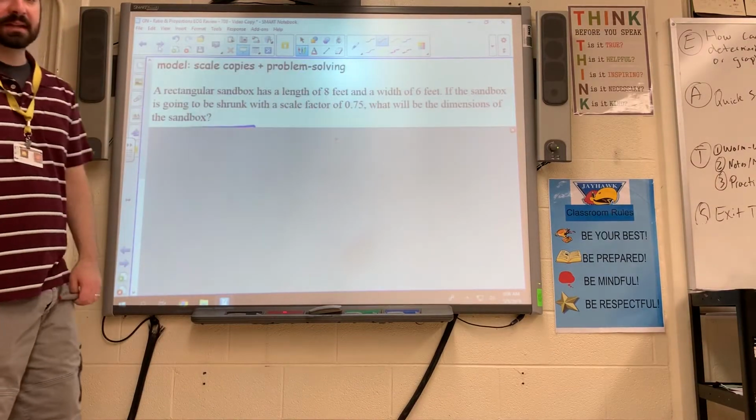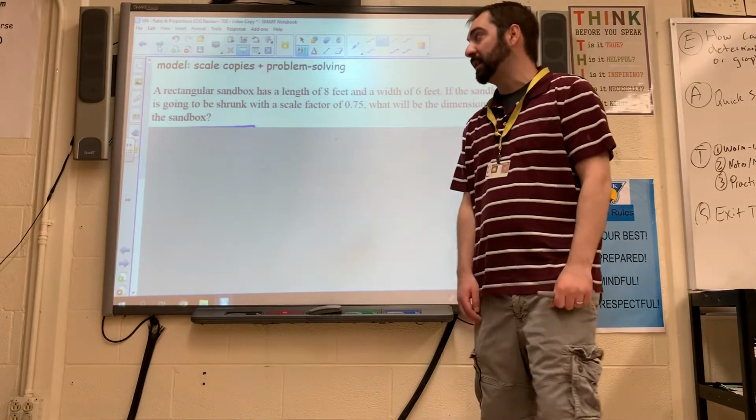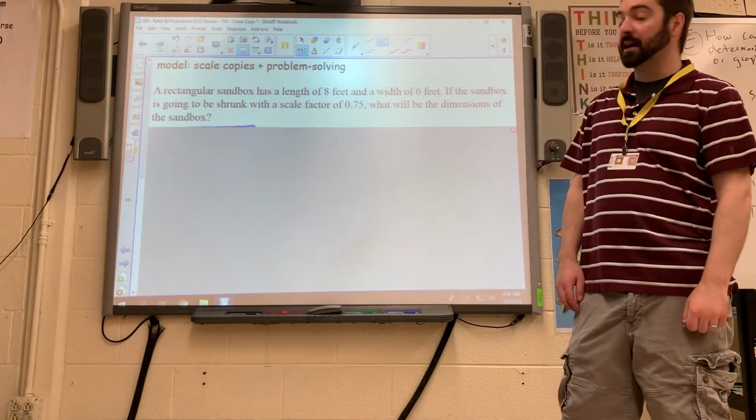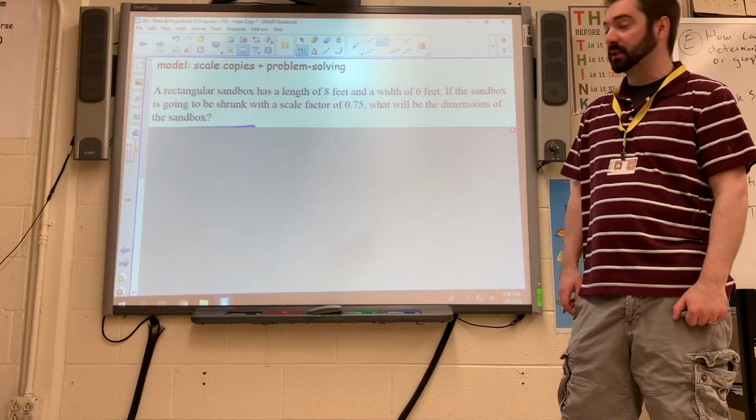All right, today we're going to take everything that we've been working on with ratios, proportions, and scale factor and put it together. First, a couple of models. You should try a couple of these because they're definitely going to be on the bit.ly at the end and also on the test tomorrow.